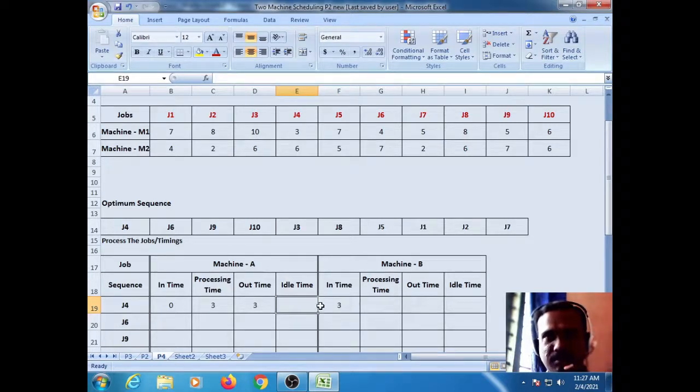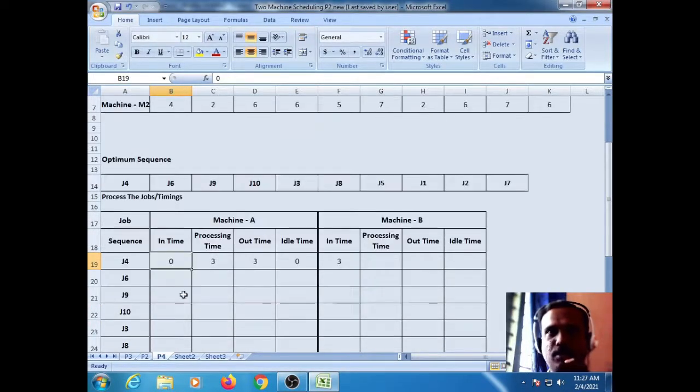One more thing we have to calculate here is the idle time. At 0 hour we started the work, which means the machine didn't wait for any job or any work. That's why we take the idle time as 0, because we started the work at 0 time. For processing all these jobs, we have to take how much the machines are waiting, that is the idle time.